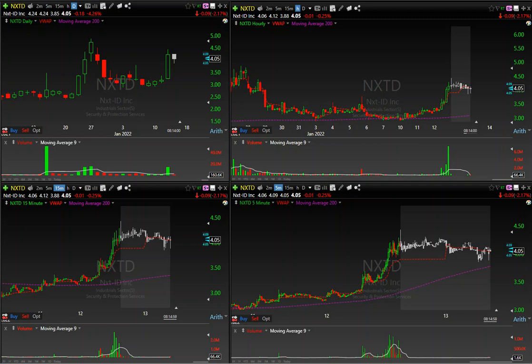And if we look at this chart that I'm using just as an example, NXTD, if we look right through here, you can see that price action has broken out and then it's kind of based out on the daily. Now what we're looking for is this little area of consolidation to pop. So this is the breakout that we're looking for.